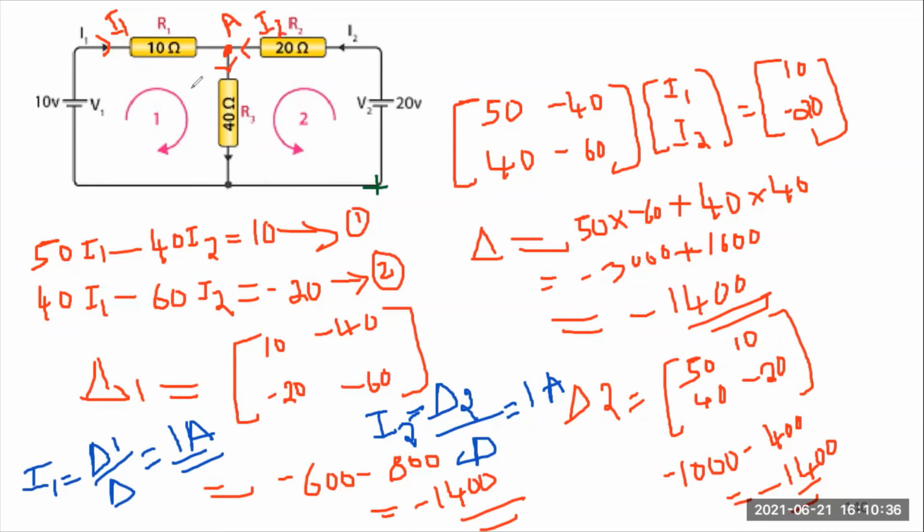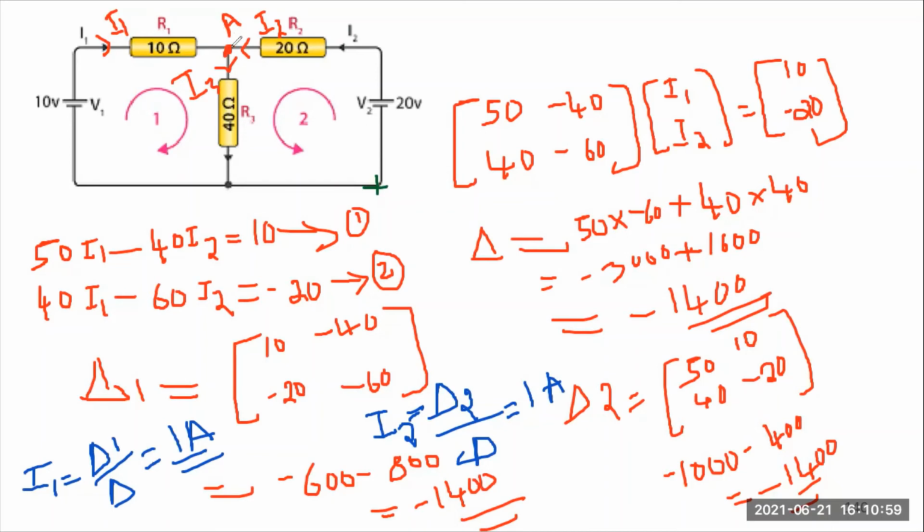Let me call this I3, just for my convenience. Now you can apply KCL. According to KCL, total current entering the junction is equal to total current leaving the junction. So let me call I3 the leaving current, and I would like to calculate I3. How to calculate I3? Total current entering the junction is equal to total current leaving the junction.